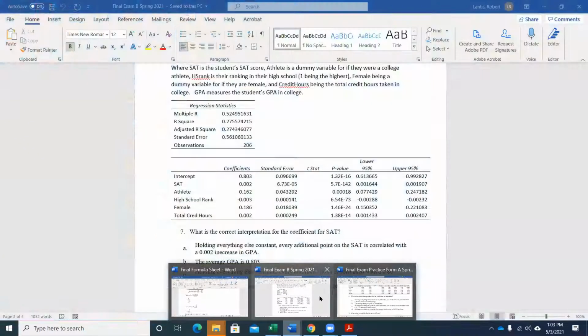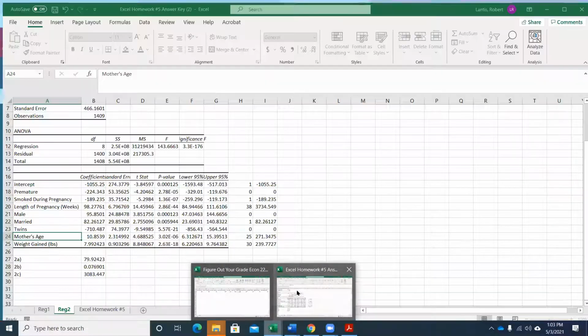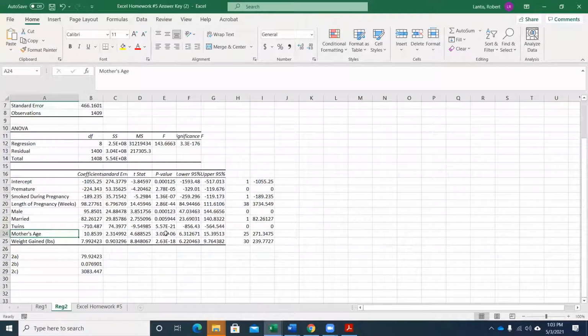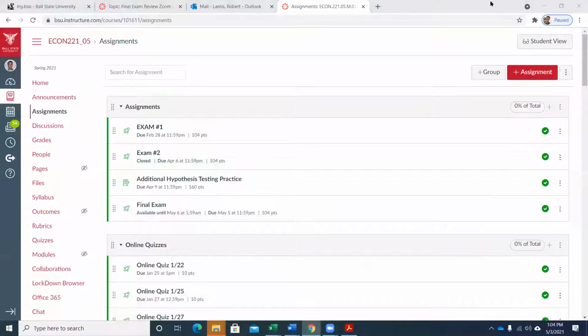So I've got the formula sheet and our practice exams. Another thing that I put up on Canvas that might be a good study tool is this 5th Excel homework. You can see my work in the Excel file, and I have the interpretations there. So if you missed any points or you just didn't do that, which is fine, it'd still be a good study tool. Okay. All right. So are there any specific questions that anybody has? I can start out with those.